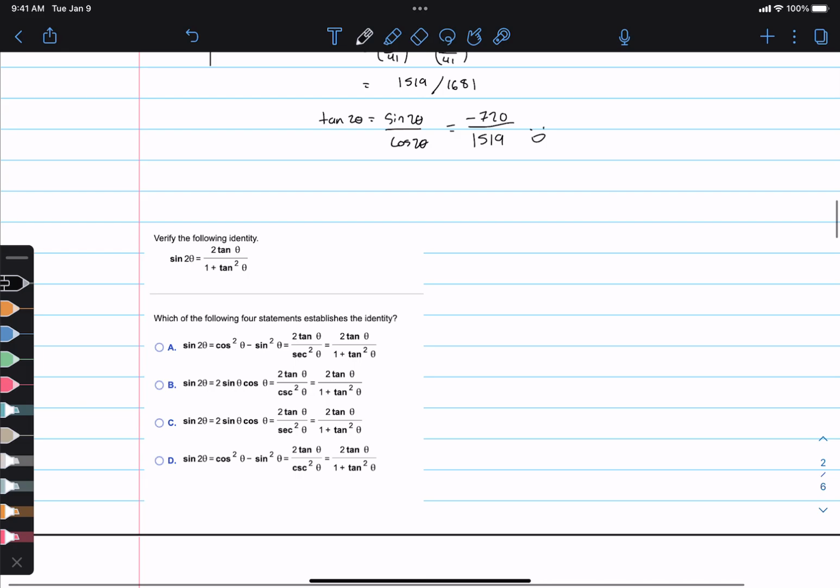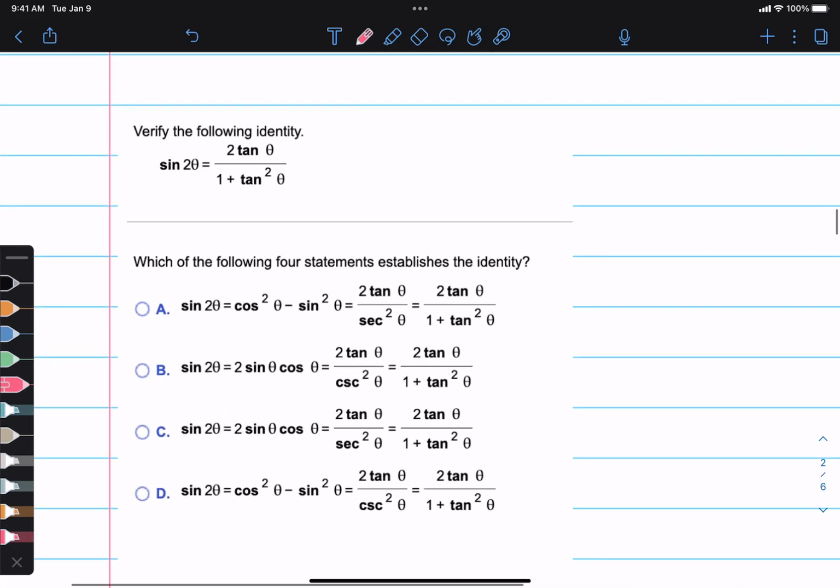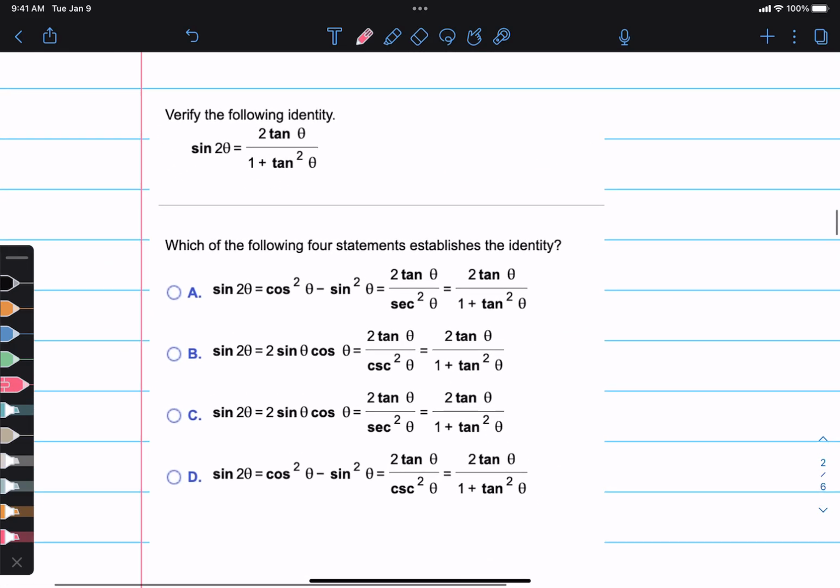So next is a Pearson problem, and it's asking you to verify the following identity. So try this yourself first, and then I'll go over it. So my first thing is that I know that the sine of 2 theta is equal to 2 sine theta cosine theta, right? So I can immediately cross this one off because this is the identity for cosine of 2 theta. And I can immediately cross this one off because this is also. So these two are out of the picture already.